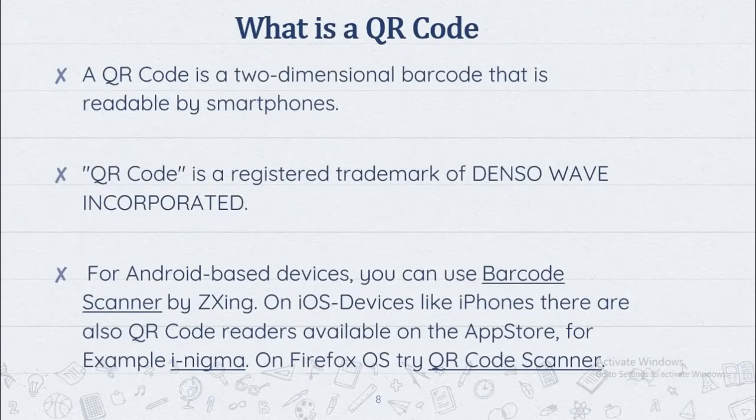What is a QR code? A QR code is a two-dimensional barcode that is readable by smartphones. QR code is a registered trademark of Denso Wave Incorporated. For Android-based devices, you can use Barcode Scanner by ZXing. On iOS devices like iPhones, there are also QR code readers available on the App Store, for example, i-nigma, etc. On Firefox OS, try QR code scanner.